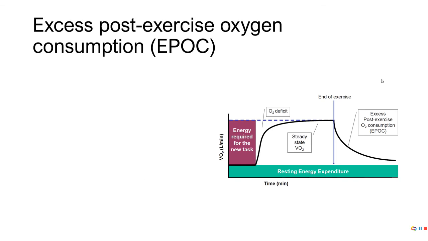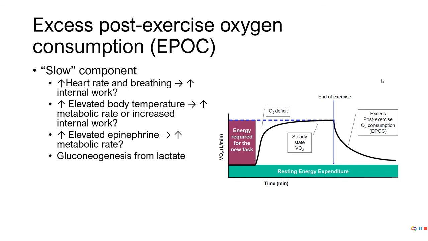But then we have this slow component. For several minutes, your heart rate's increased, your breathing's increased, and that requires energy. Your body temperature's higher than normal, which speeds up chemical reactions, so that could be a component of why we're using more oxygen than we normally would. The fact that there's epinephrine floating around takes a little while to clear out, and that can also increase your metabolic rate. And it's possible that this excess oxygen that we're using comes from creating glucose from lactate.